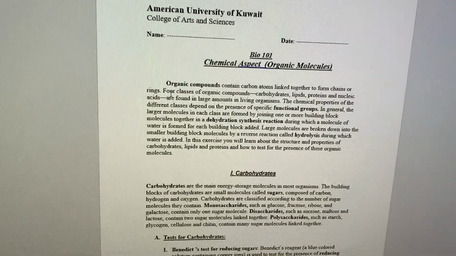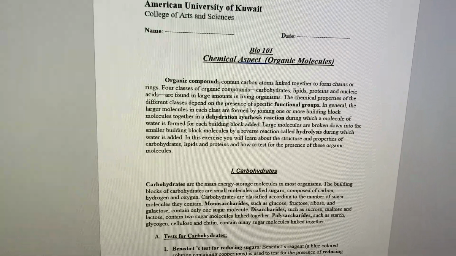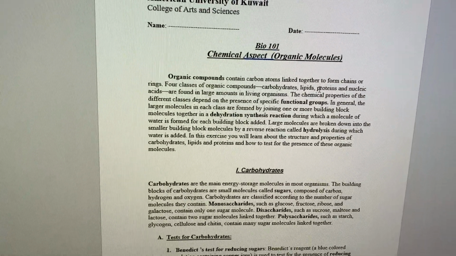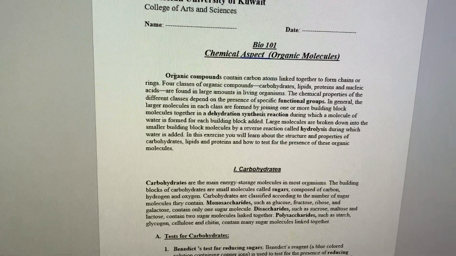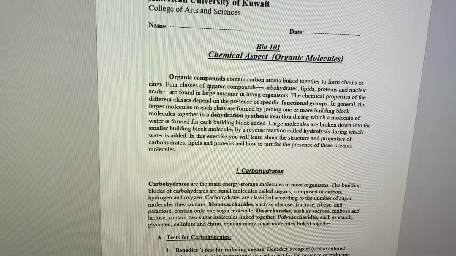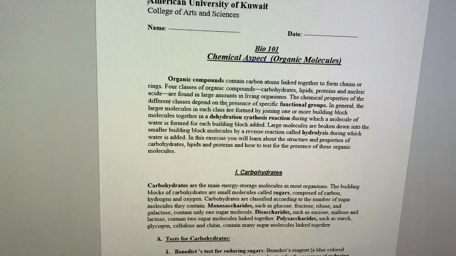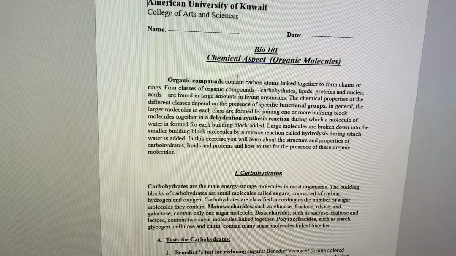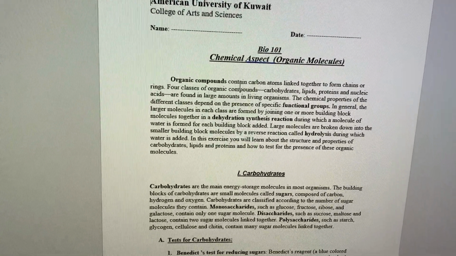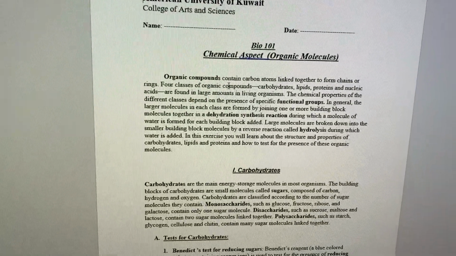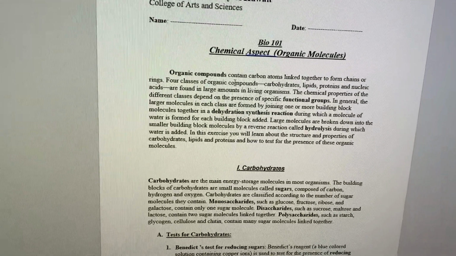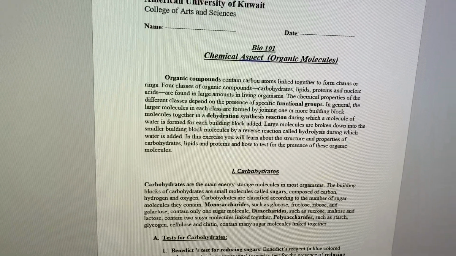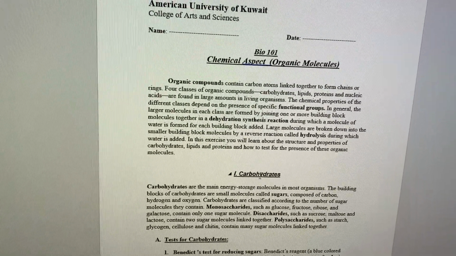Now, why do we call them organic? We call them organic because they contain carbon in the basic building block. It's like a chain or a ring of a building block. It is made of carbon, oxygen, and hydrogen. And this is the building block of organic molecules. Those organic molecules have 4 different classifications.